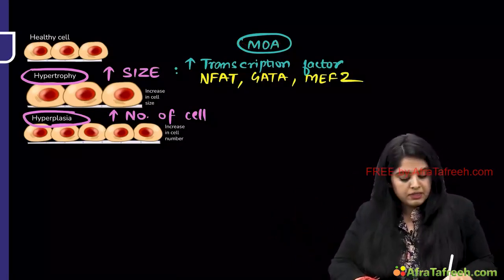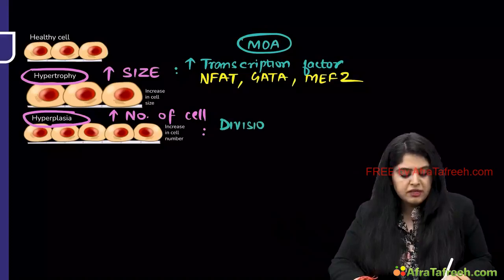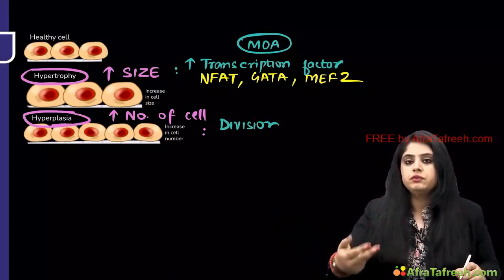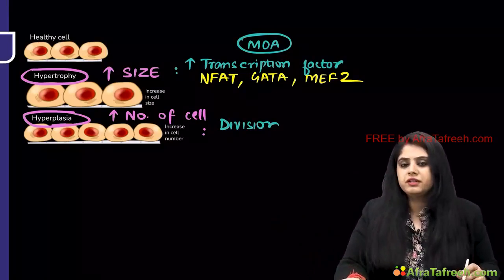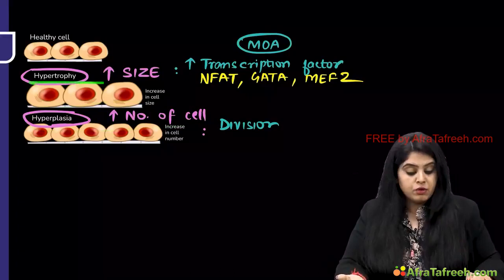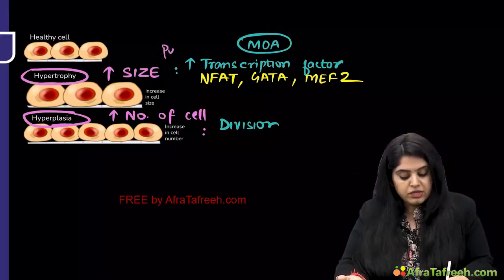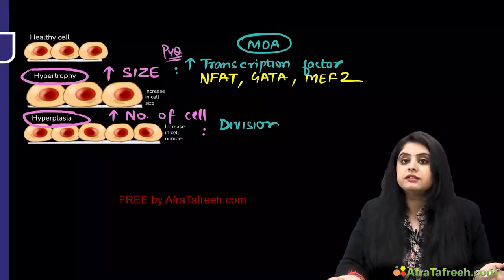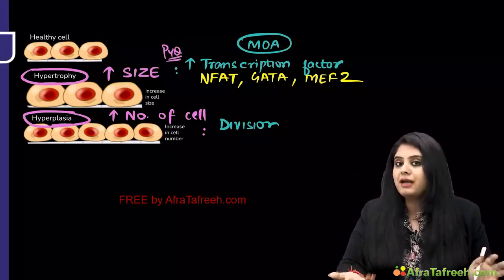Whereas how does the number increase? Of course, come on, number is going to increase by division, mitosis. One cell will divide to 2, 2 to 4, 4 to 8. So mitosis is going to result in it. No one will ask you the mechanism of hyperplasia, it's understood. The mechanism of hypertrophy is a previous year question. That is going to be because of an increase in the transcription factors. Mug it up as it is.